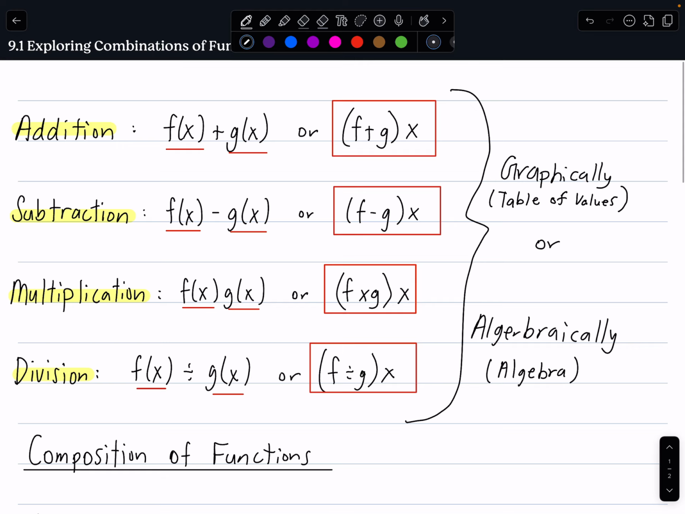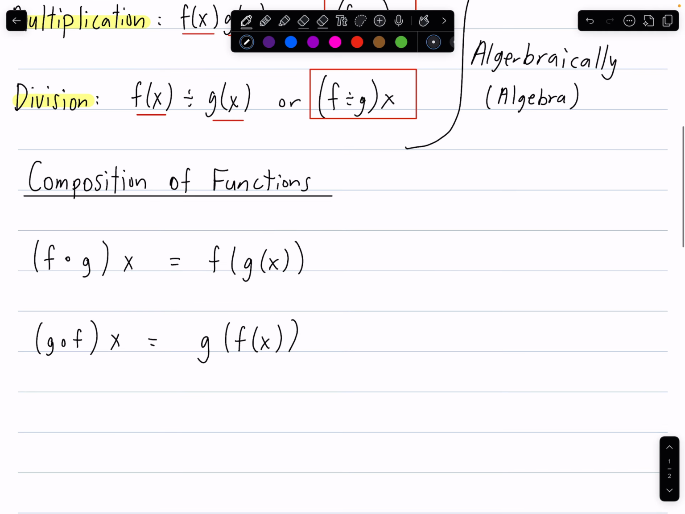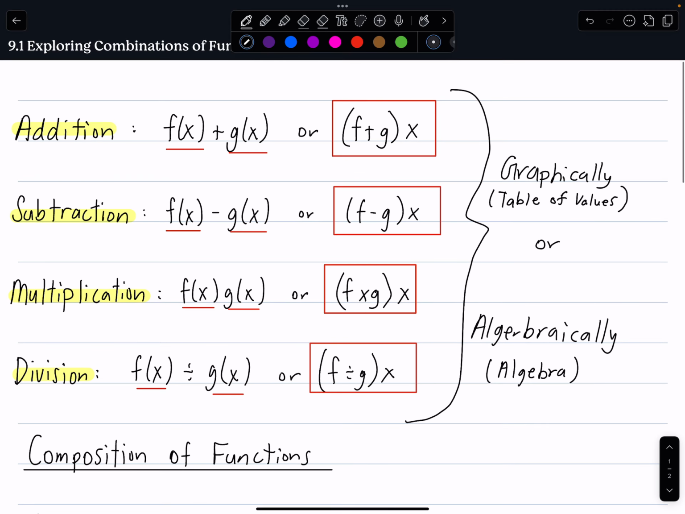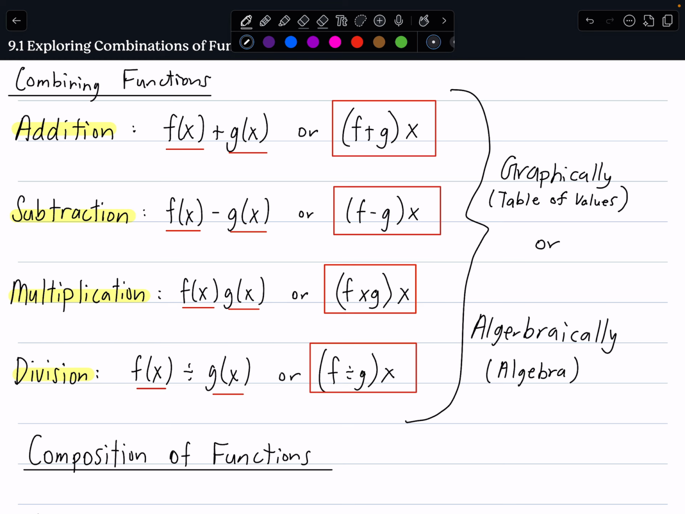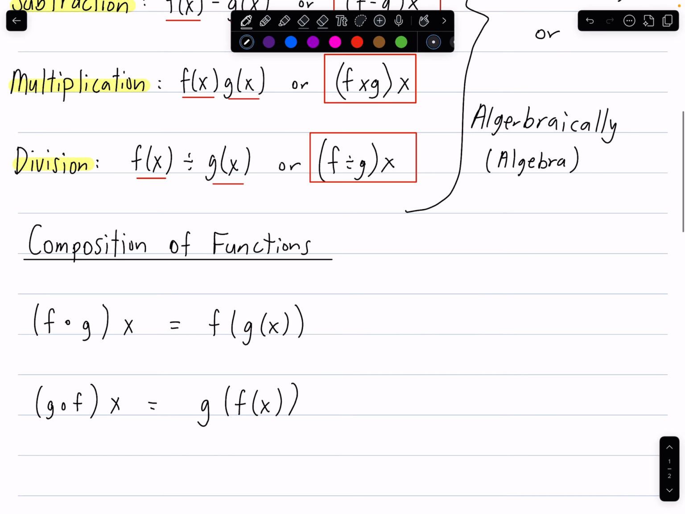The next thing that I want to talk to you guys about is composition of functions. So the first part is combining functions. So this is called combining functions. Okay? So you're taking two functions and you're combining them together, either adding, subtracting, multiplying, or dividing. Composition of functions is a little different. The word composition, right, it's almost like what is a function made up of? What is it composed of, right? What is the composition of it? So here's where this other notation comes in.